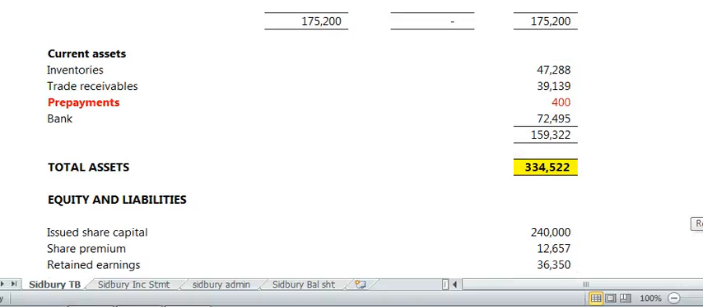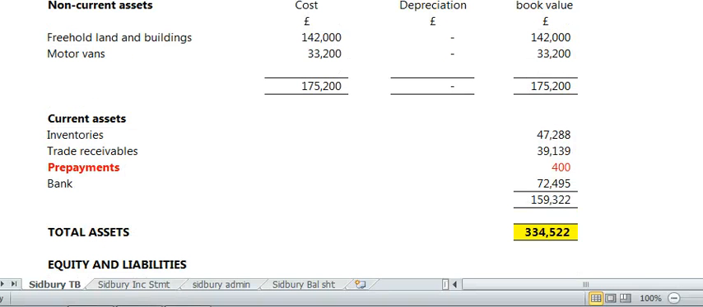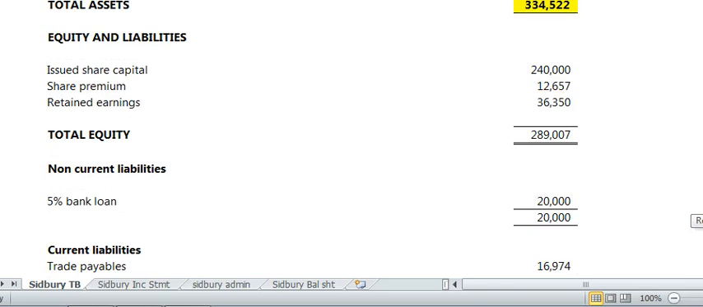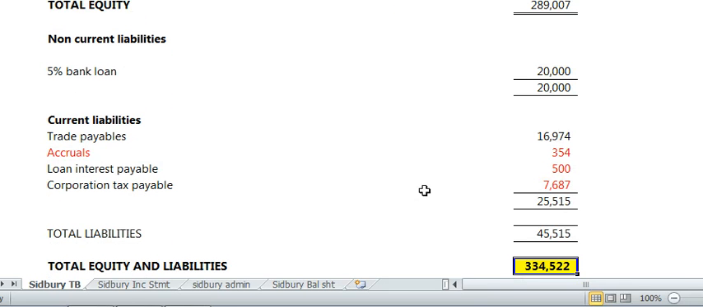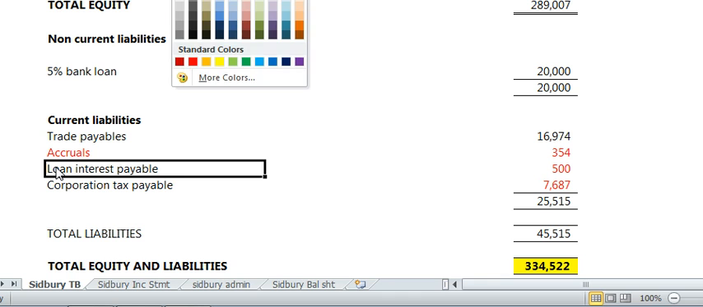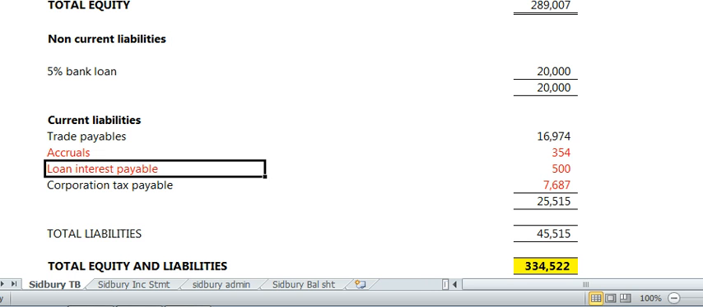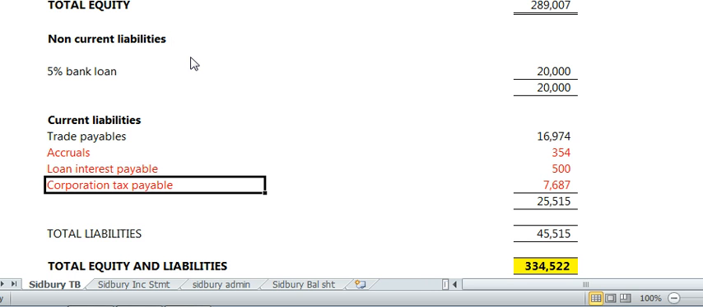So, just to clarify, prepayments go under current assets after trade receivables. They're kind of like a receivable. And the remaining adjustments of accruals, loan interest, and corporation tax payable all go under current liabilities. These are amounts that need to be paid within a year of the balance sheet date.